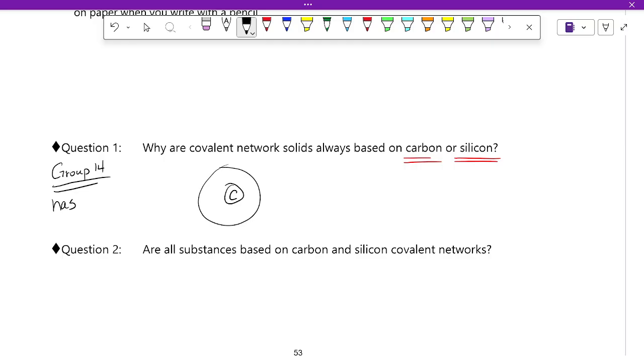Group 14 has how many valence electrons? 4. So that must be, oh, that makes sense actually. They share all their electrons, so that makes it really strong. So, how many holes? 4 holes. So how many bonds? 4 bonds.